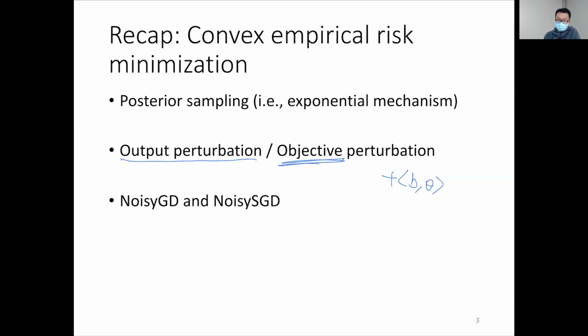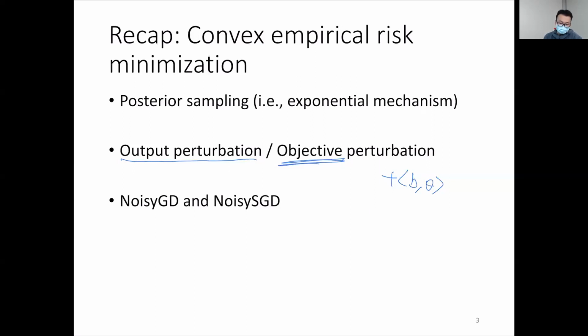But objective perturbation is suboptimal for general smooth learning problems, and it also requires smoothness and cannot easily handle the constrained cases when the parameter theta needs to sit within a predefined constraint set, and that motivated us to consider an even broader algorithm.